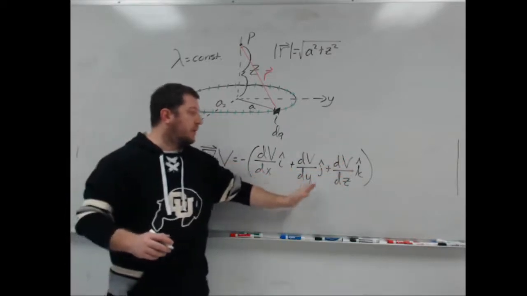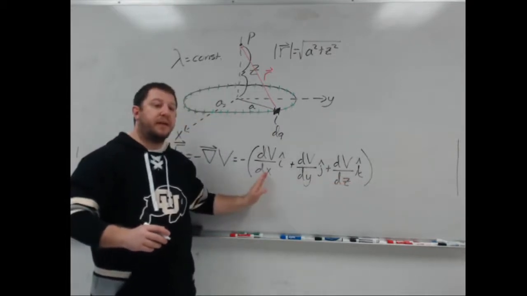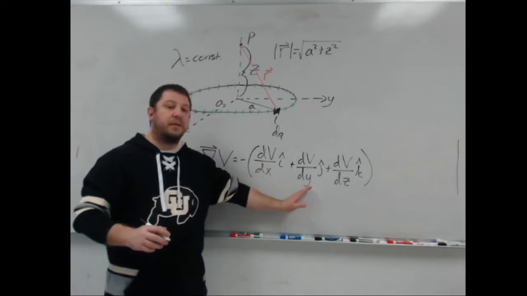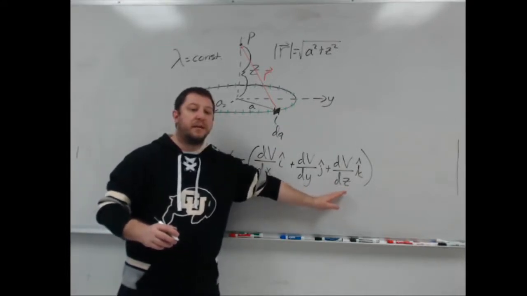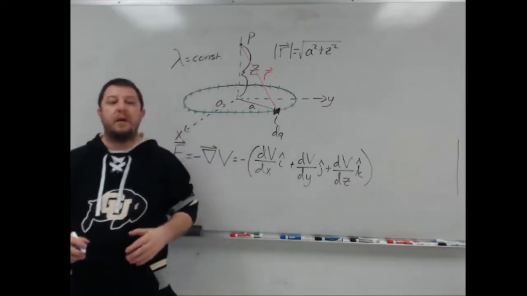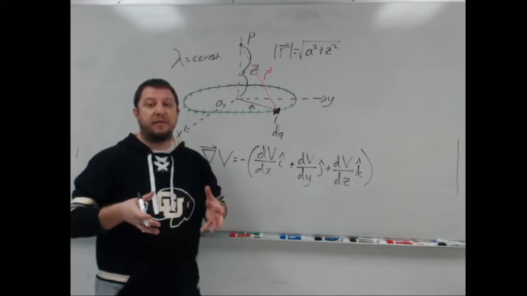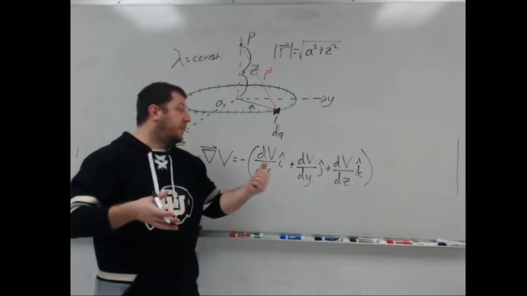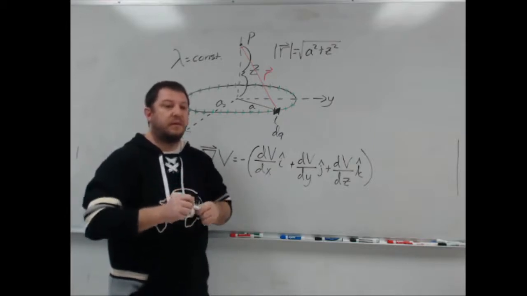So these are individual components, okay? This is the component of the electric field in the x direction. This is the component of the electric field in the y direction. This is the component of the electric field in the z direction, okay? So now we have a way to recover the electric field via this equation. So let's see how this works with our result from this example.